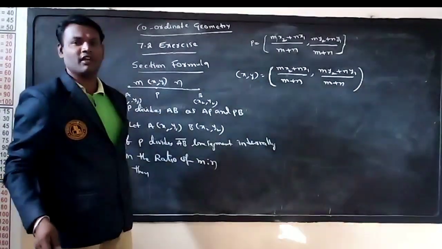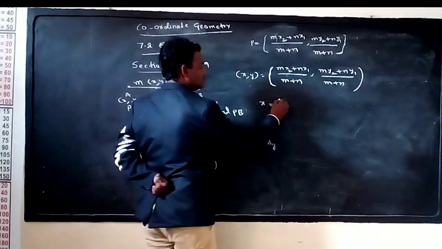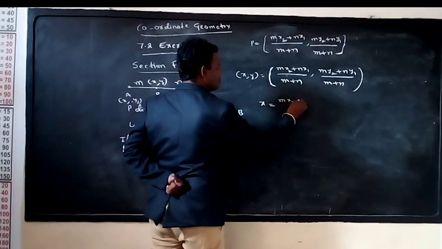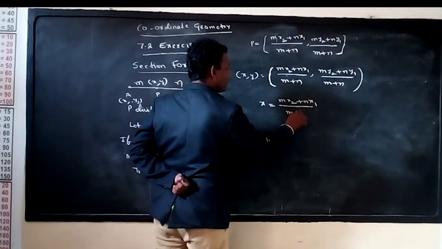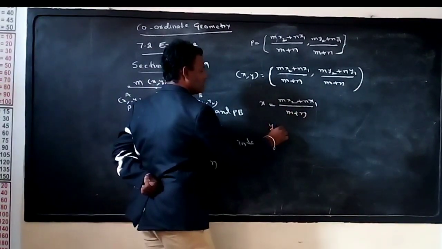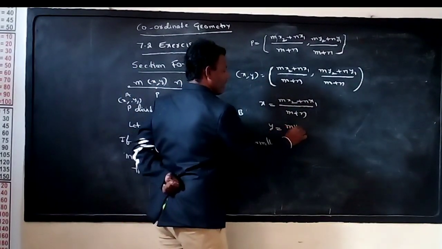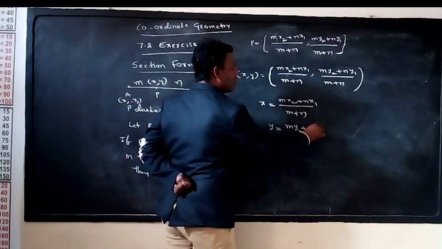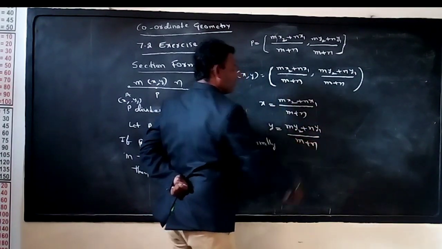So from this we can write x is equal to (mx2 plus nx1) by (m plus n), and y is equal to (my2 plus ny1) by (m plus n).